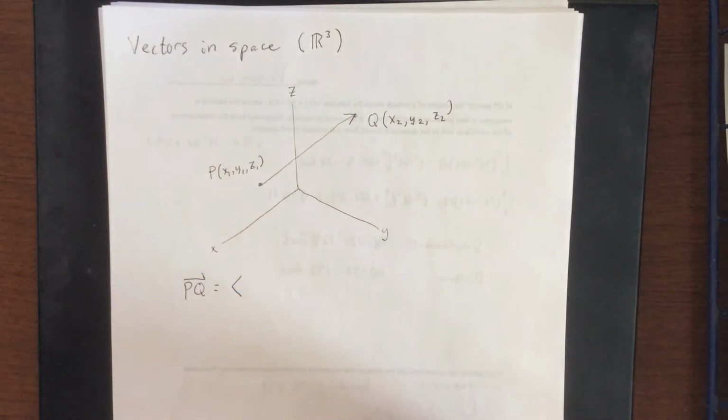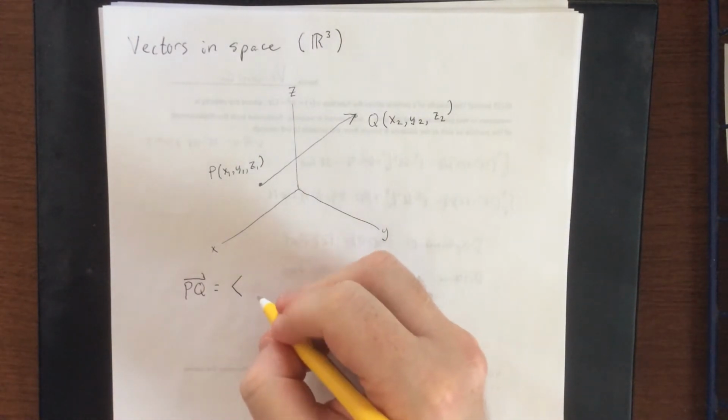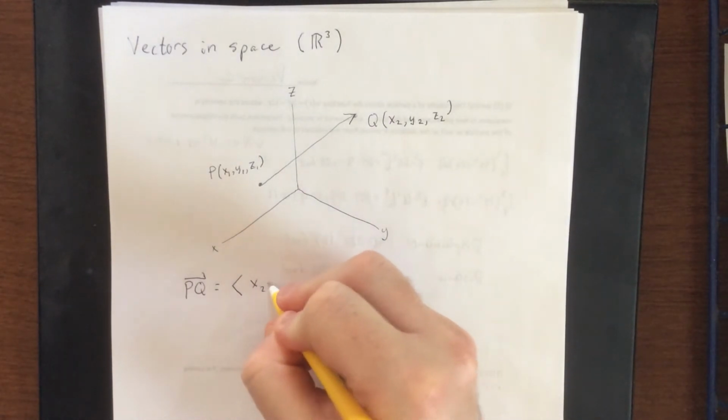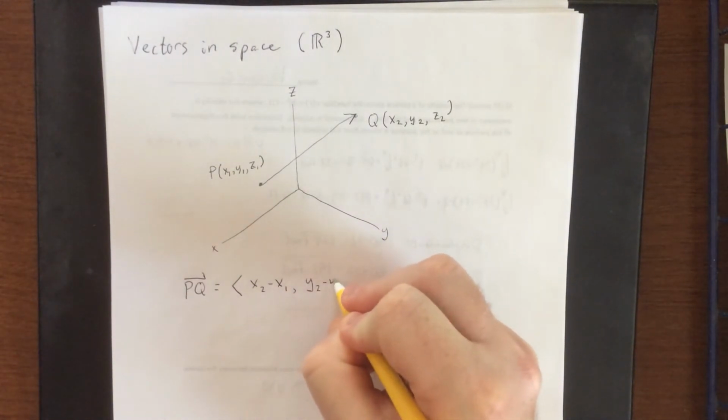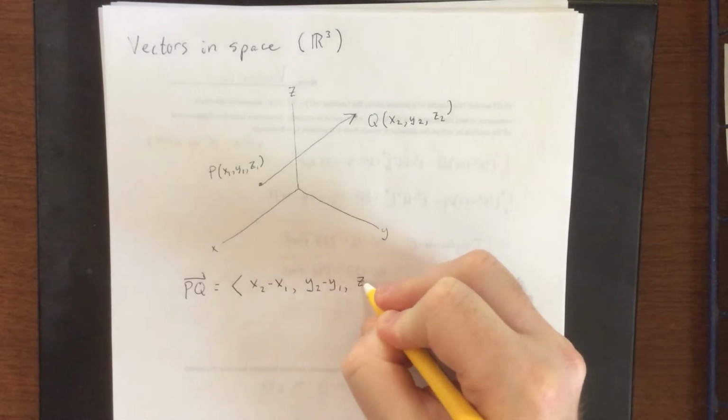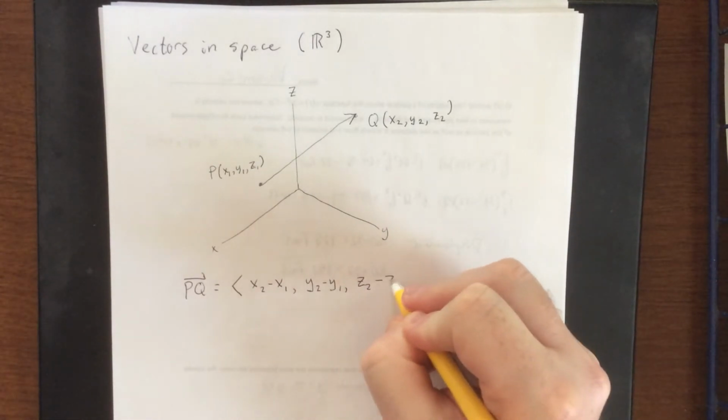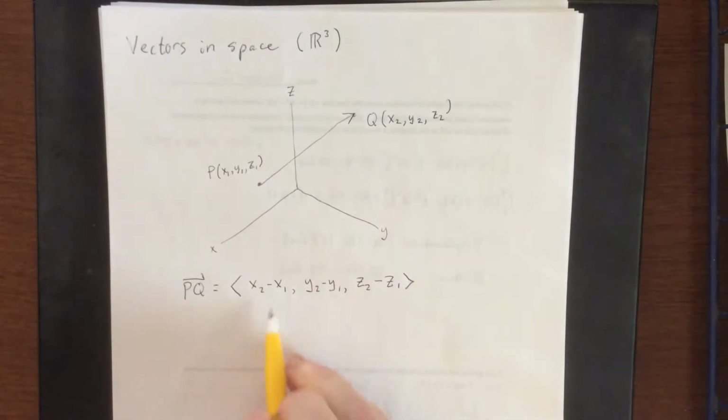So with that in mind, the vector PQ would be defined very similarly to how we saw vectors in 2 dimensions. We would take the terminal point minus the initial point, so x2 minus x1. For the y component, this would be y2 minus y1. And now we're going to have a z component as well. That is the 3 part of R3, so 3 different components.